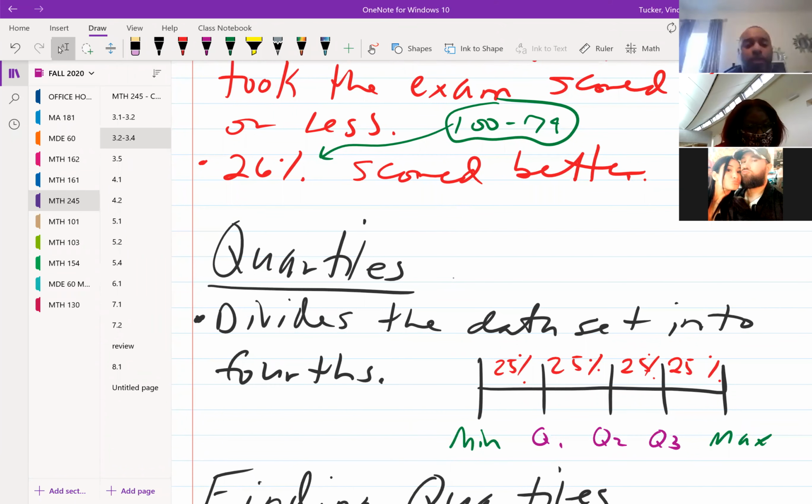So quartiles. Remember, our medians divided our data into halves. Quartiles will divide our data into fourths. So you see what we have there. If we had a number line that represented our data set, notice we had a minimum and maximum on the ends, and then quartile 1, quartile 2, and quartile 3 split up the data into 25% sections.